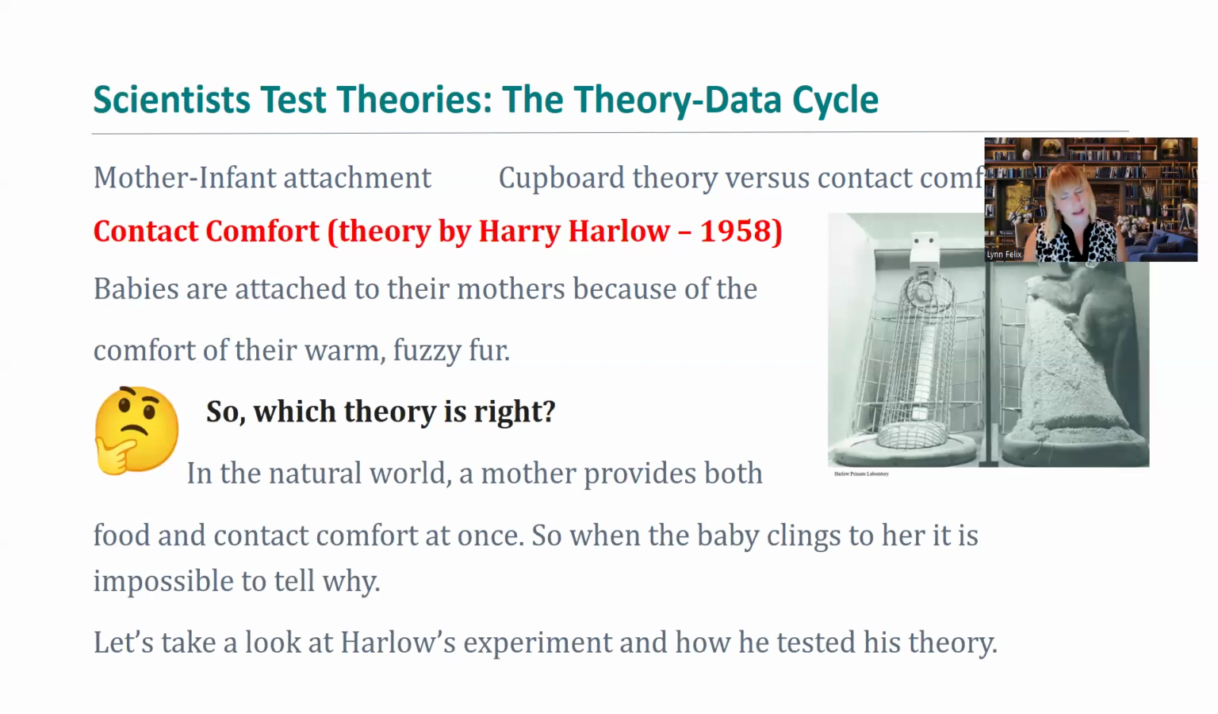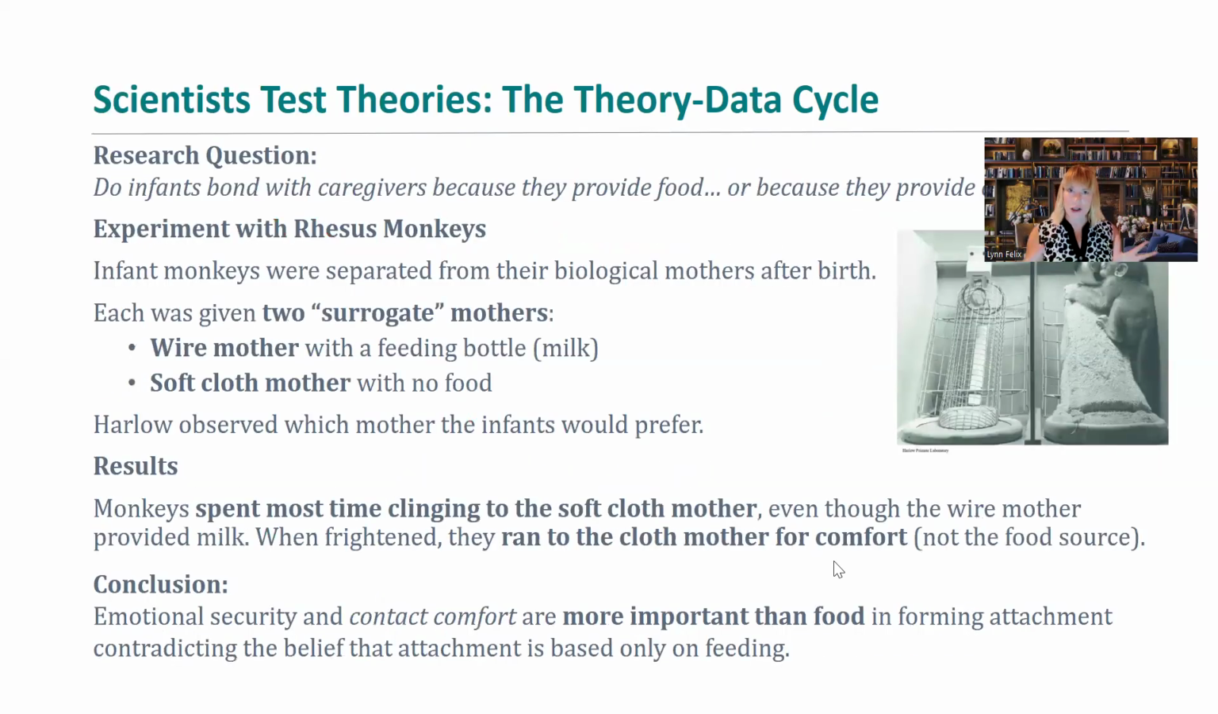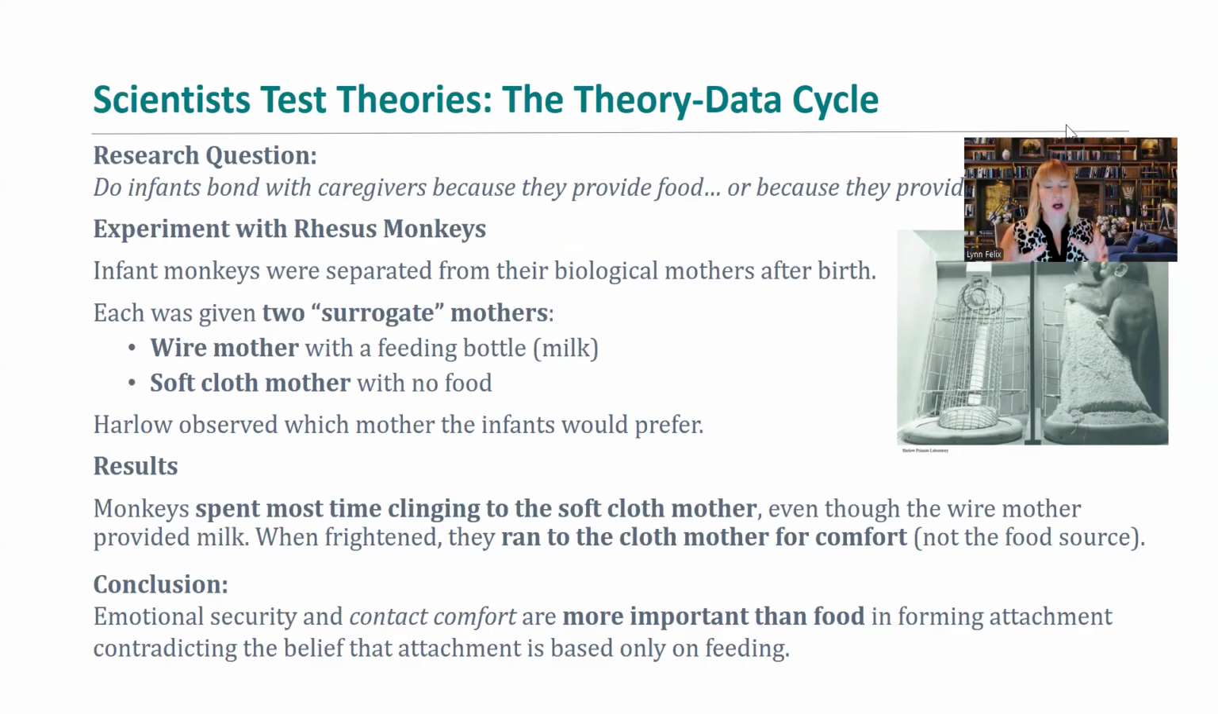So which theory is right then? In the natural world, a mother provides both food and contact comfort at once. So when the baby clings to her, it is impossible to tell why, right? So let's go ahead and take a look at Harlow's experiment and how he tested his theory, okay? The research question for Harlow was, do infants bond with caregivers because they provide food or because they provide comfort? He did his experiment with rhesus monkeys, and infant monkeys were separated from their biological mothers after birth.